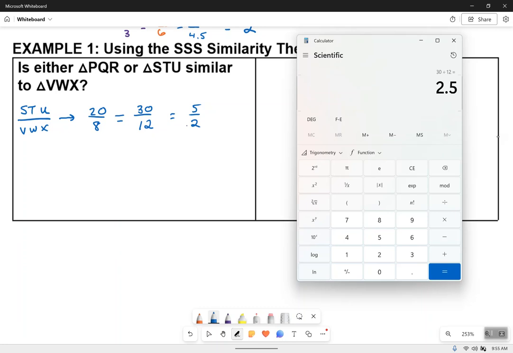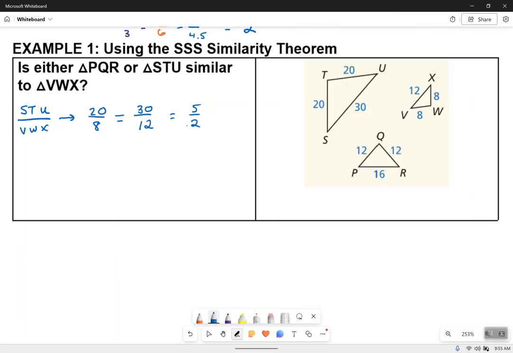So is STU similar to VWX? Yep. I'm going to write this right down here. Triangle STU is similar to triangle VWX. By which theorem? Side, side, side similarity theorem. Okay. All right, we also need to check what other triangle, kids.